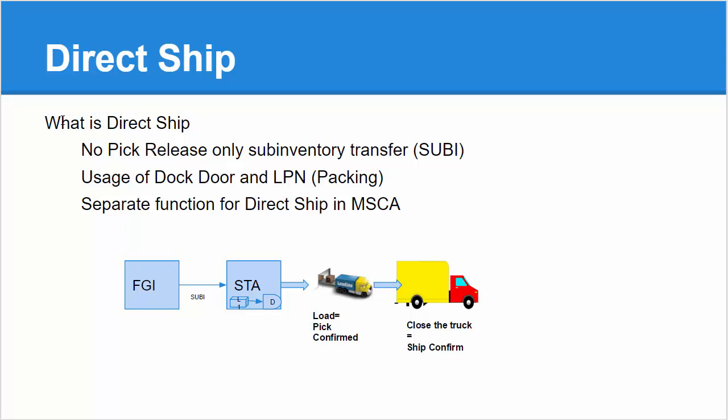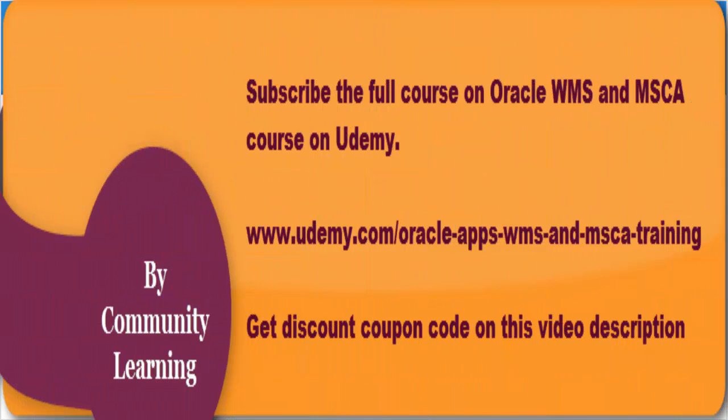So first stage, direct ship. As mentioned, it's direct because you do not perform the pick release process. So straight away you go to the subinventory transfer. You move the material from the storage location to the staging area.